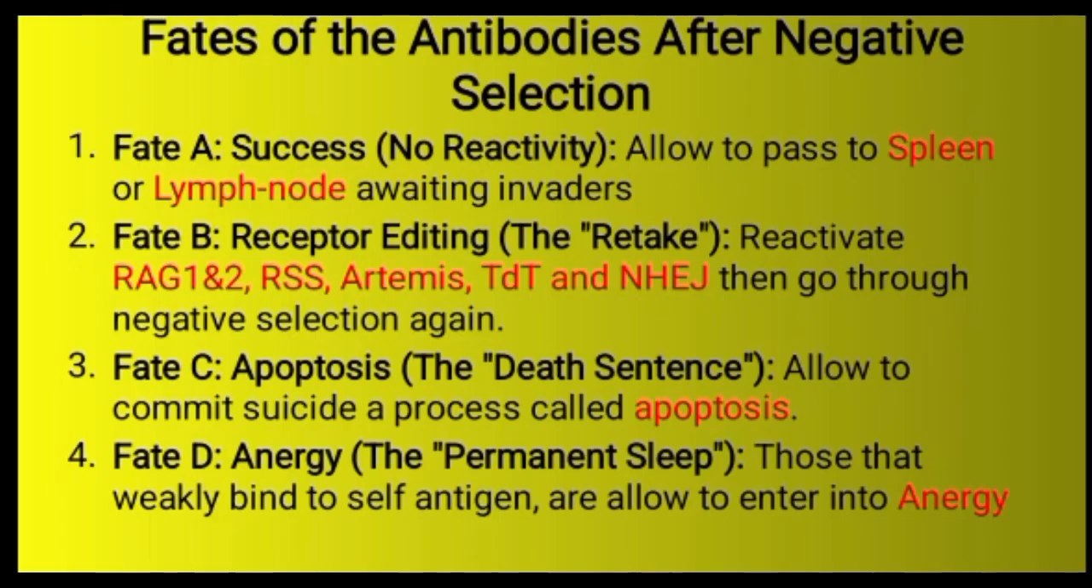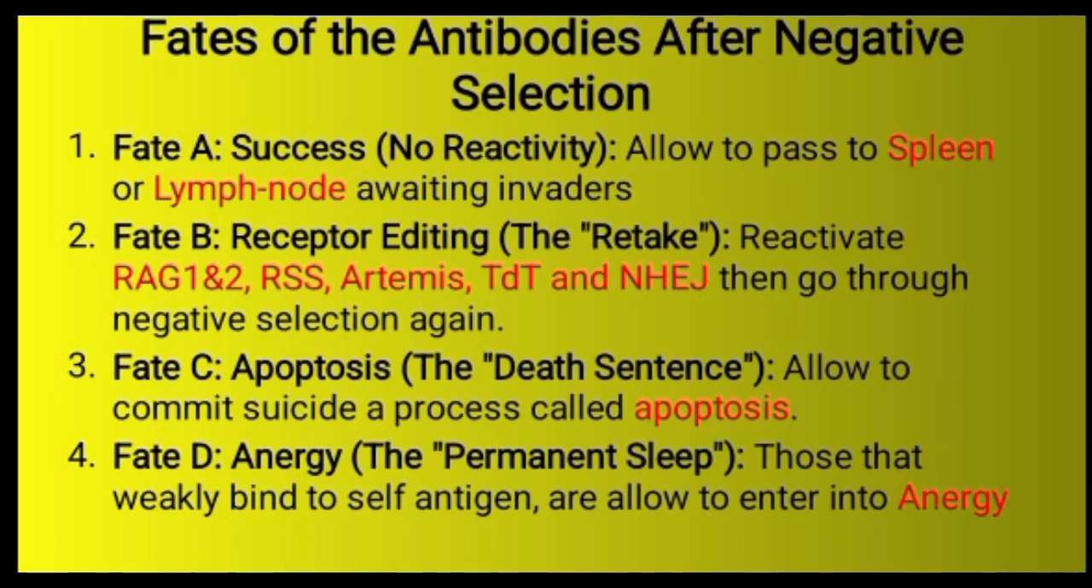So in Fate 1, which is a success, no reactivity, if the antibody does not bind to the self antigens, then it will be allowed to pass and go to the spleen or the lymph node, where it will be stored and wait for future invasion. Fate 2 is receptor editing, where it is retagged again. That means if the antibody produced binds to self antigens, then the whole process will start again. It will invoke the action of the RAG1 and 2, the RSS, the Artemis, the TdT, and the non-homologous end joining, so that the antibodies will be entirely reproduced again.